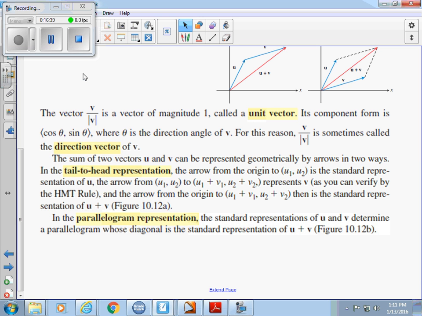I kind of prefer head-to-tail just because math people are lazy, and parallelogram means I have to draw things twice. And head to tail, yeah, tip to tail, you only have to draw it once. Anyways, it is, to me, slightly easier. That's the one I taught you in trig, was tip to tail. Anyway, you move the vectors tip to tail.